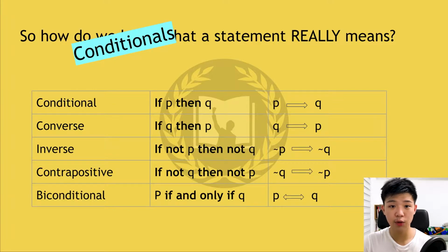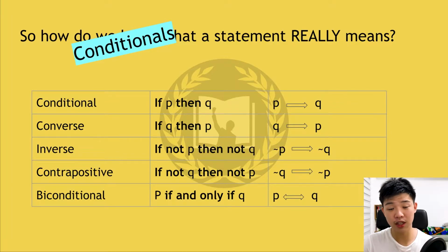There are 5 things that we need to know about conditionals. First is the conditional itself. Consider P and Q as separate statements. Conditional would say, if P is true, then Q is true. The converse would say, if Q is true, then P is true, which is just the opposite of conditional. The inverse would say, if not P, then not Q, whereas the contrapositive says, if not Q, then not P. The biconditional is special, because the biconditional states that P is true if and only if Q is true.